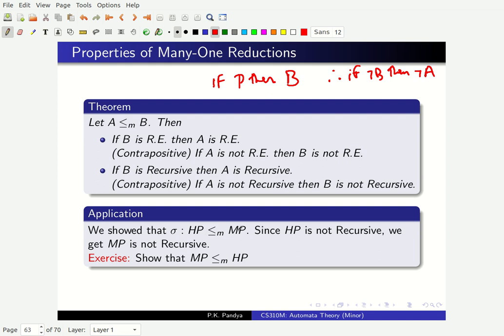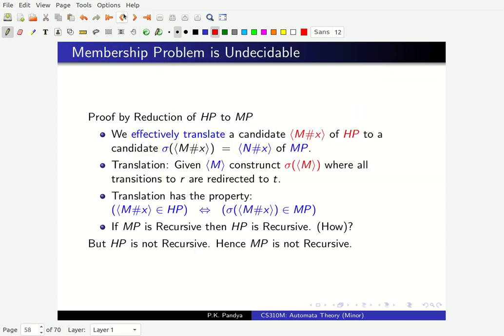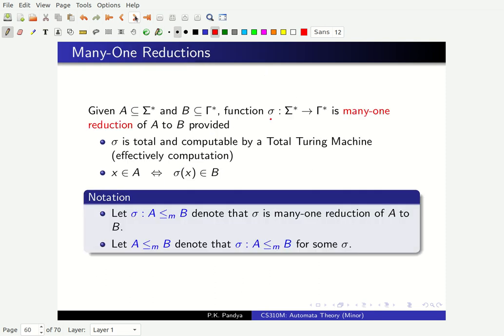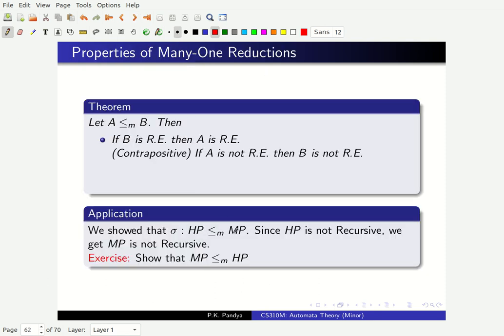How did we show that? We showed it here. We gave this translation of an HP instance to an MP instance. This sigma that we constructed is actually a many to one reduction. You can check that the two conditions are implied. If there is a yes instance of HP, it will transform to a yes instance of MP, and if there is a no instance of HP, it will transform to a no instance of MP. So check this for yourself. So my claim is that this sigma that I gave here was a many to one reduction from HP to MP. We gave that, right? So this fact we have to check, and we had shown it earlier.